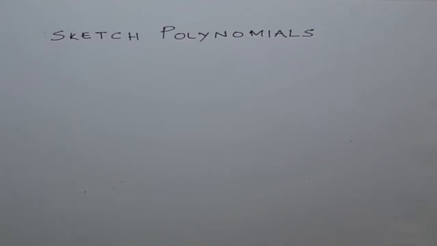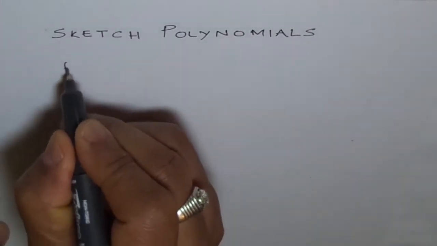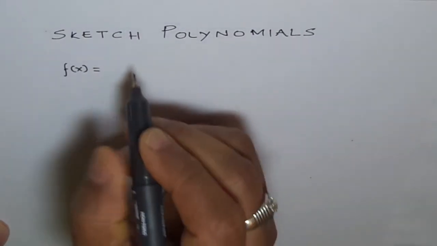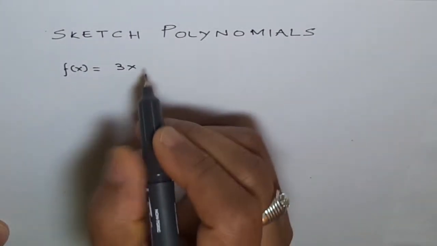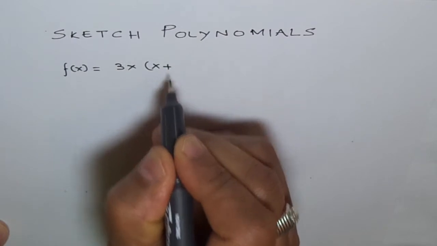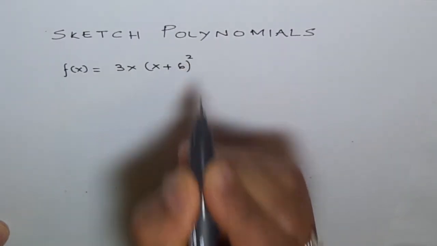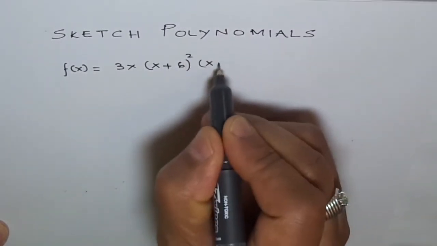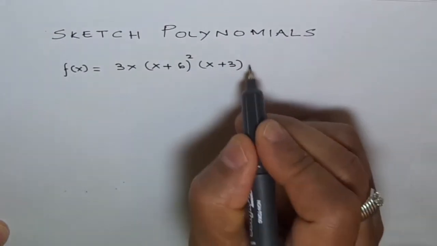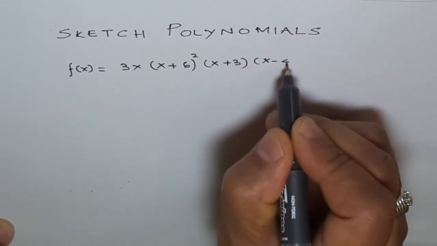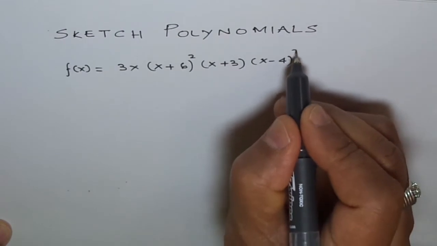Let's try to sketch polynomial functions. Now we will put all our learnings from power functions and characteristics of polynomials together, and see how to make a sketch of a polynomial function. Let's take an example. Here, let's say f(x) is equal to 3x (x + 6)² (x + 3) (x − 4)³.